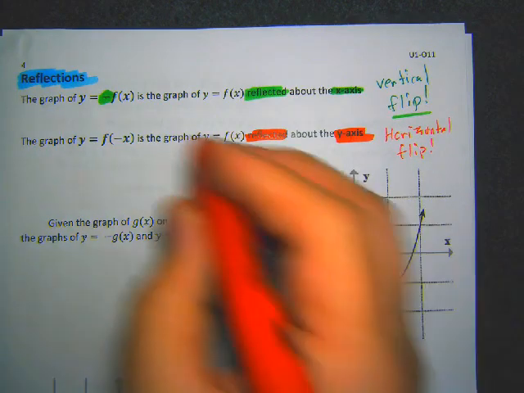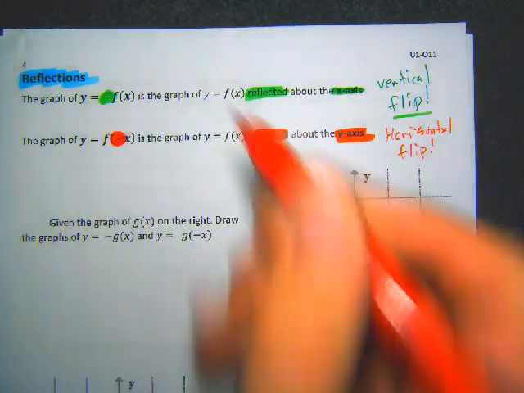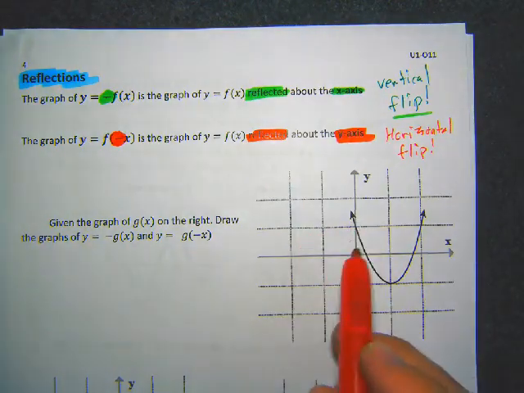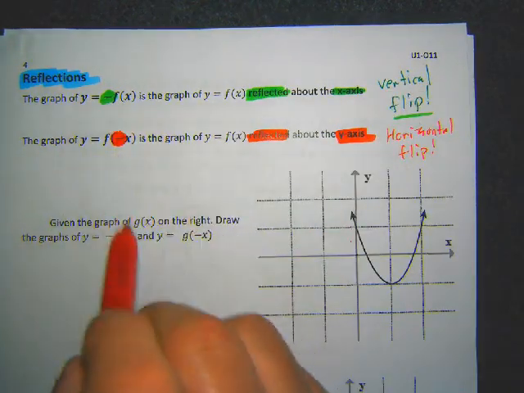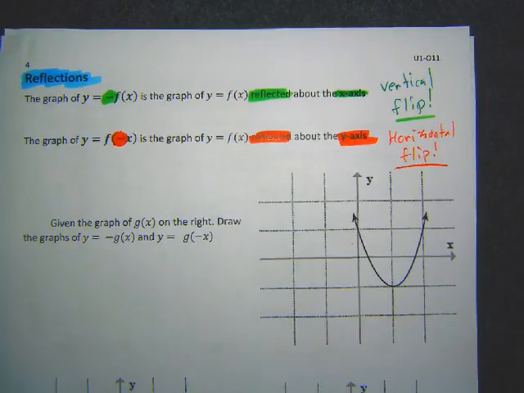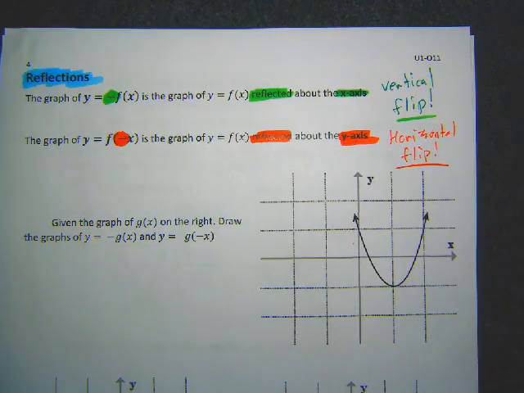We flip horizontally because we put the negative on the inside. Again, inside is going to work horizontally. Outside is going to work vertically. Now, the nice thing is that it's consistent. It works the same way it's been the whole time.